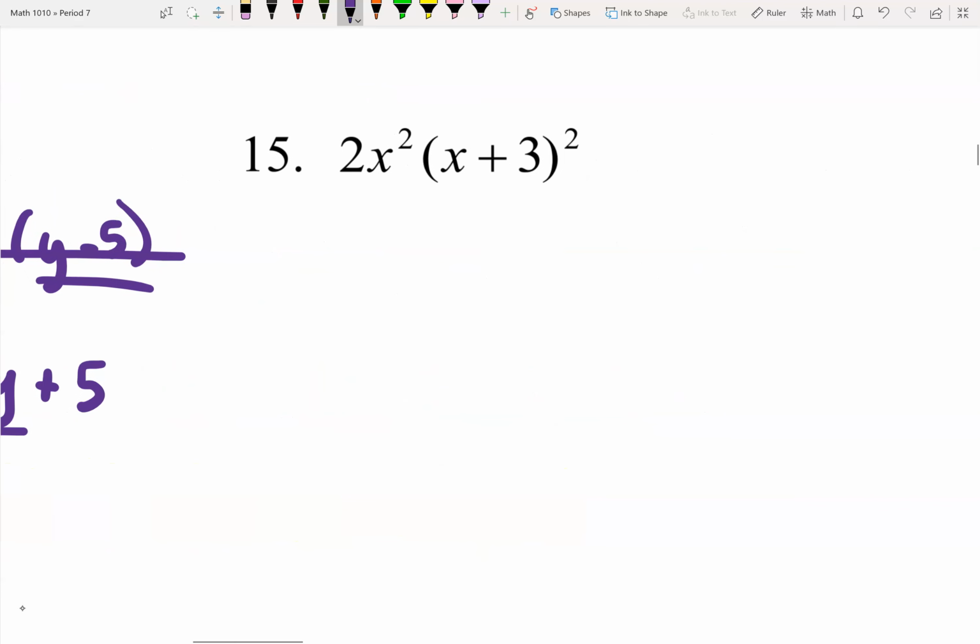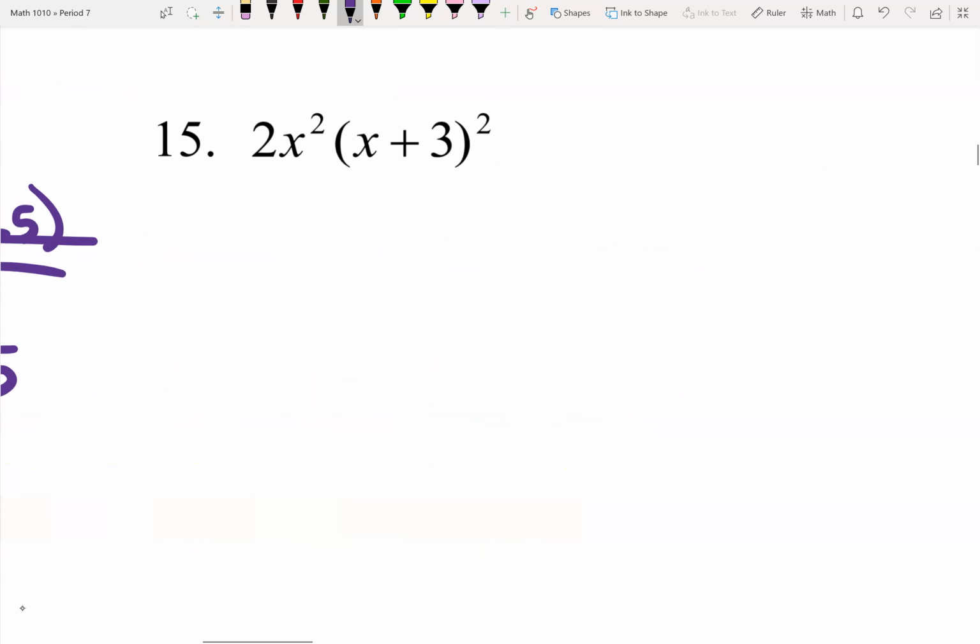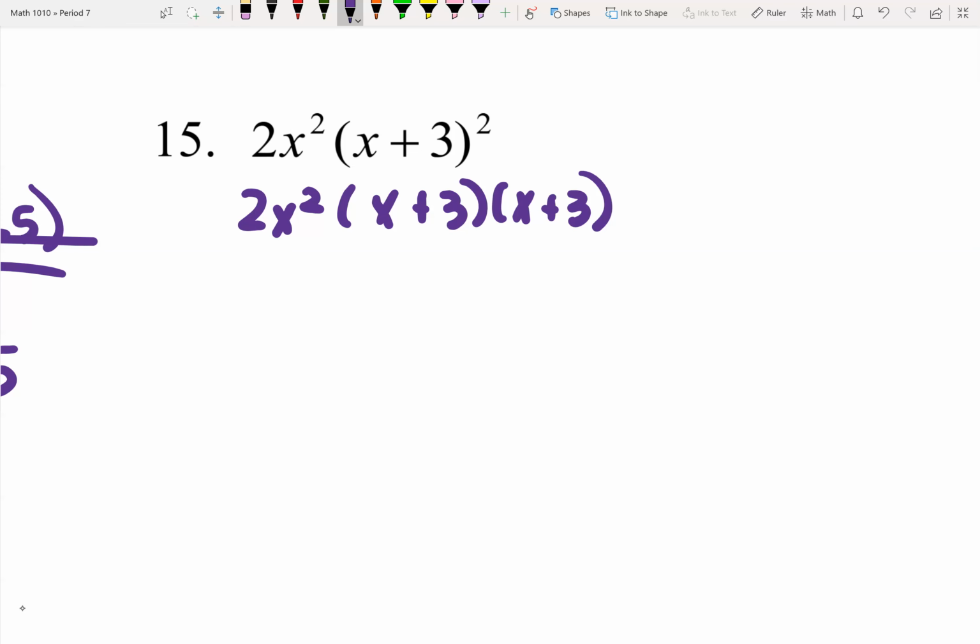Okay, look at question 15. If you don't know the first step, you're going to miss probably all the points on this problem. Tell me the first step. Talk to me. Write it twice. Good. Everybody go 2x to the second times x plus 3 times x plus 3. You guys, there are about 30 people in this room, so I want 30 voices going when I ask you a question. What do I do next?